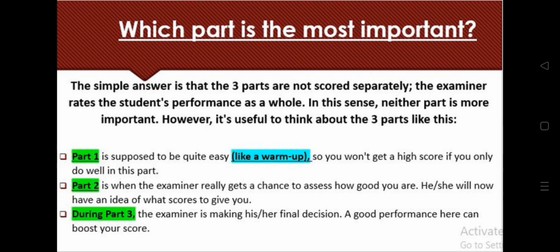Part 1 is supposed to be quite easy, like a warm up. So you won't get a high score if you only do well in this part. Part 2 is when the examiner really gets a chance to assess how good you are. He or she will now have an idea about what score to give you. During part 3, the examiner is making his or her final decision. A good performance here can boost your score definitely.